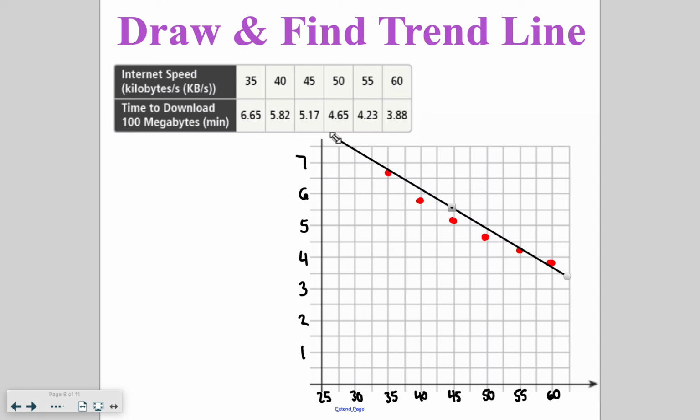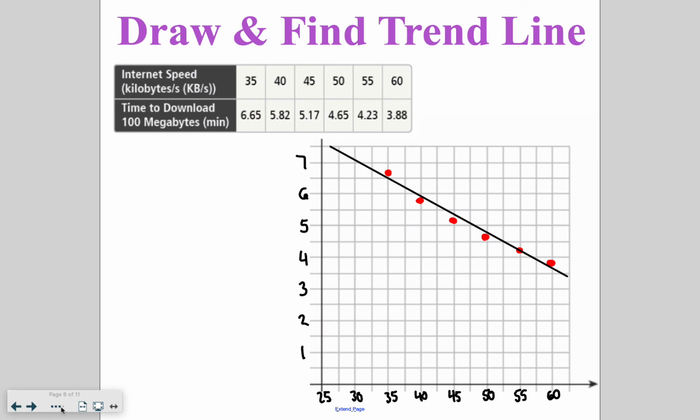If I tilted it up a little bit, that would still be okay. But you want it to go basically through the center of your data. The other thing that you want to make sure is when you are putting in these lines that you're going to be able to pick out points that you can calculate.